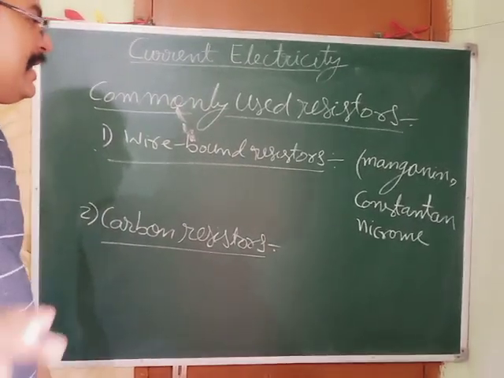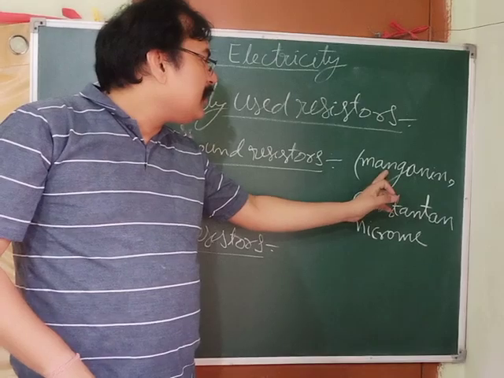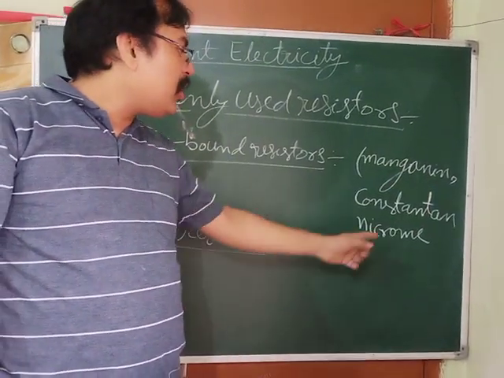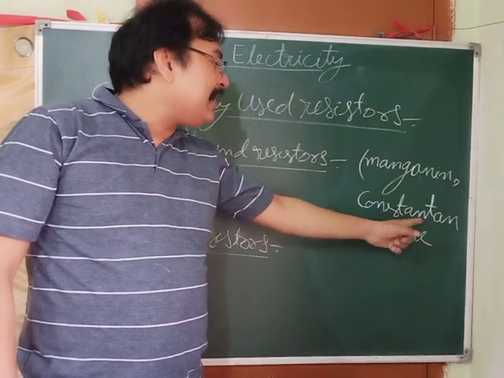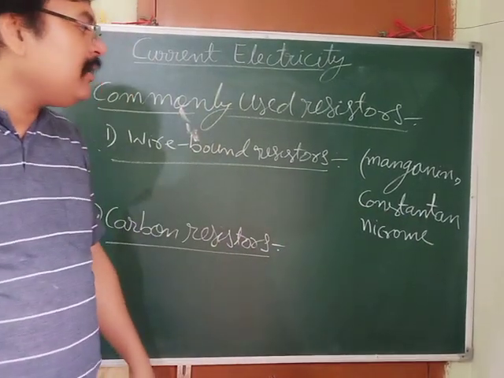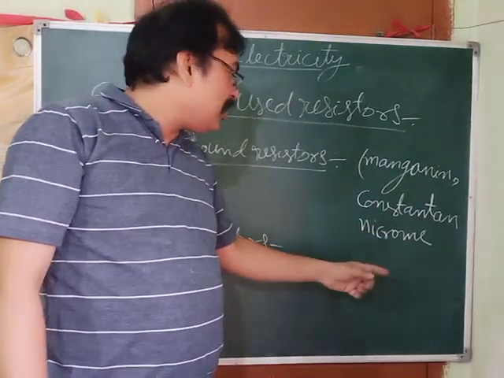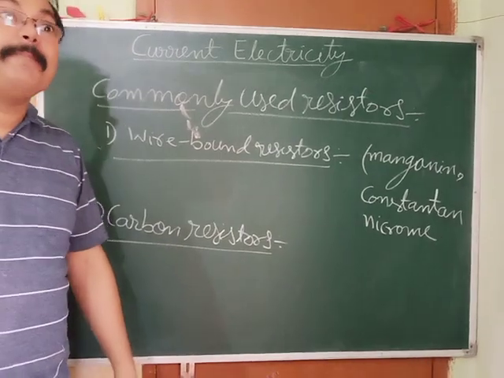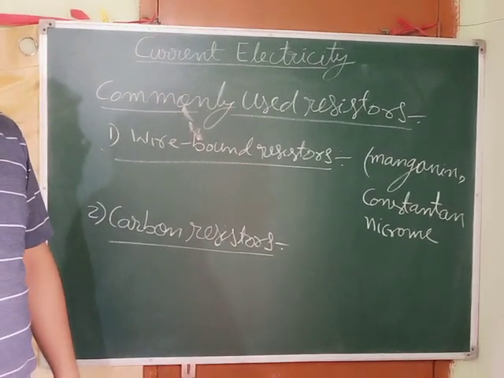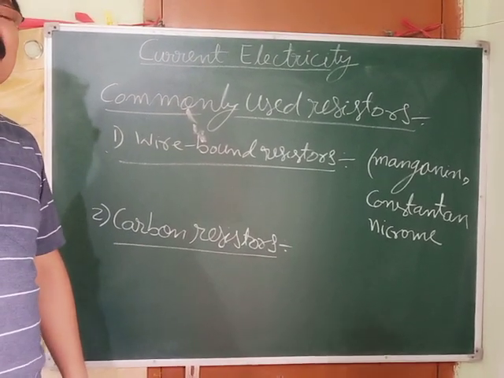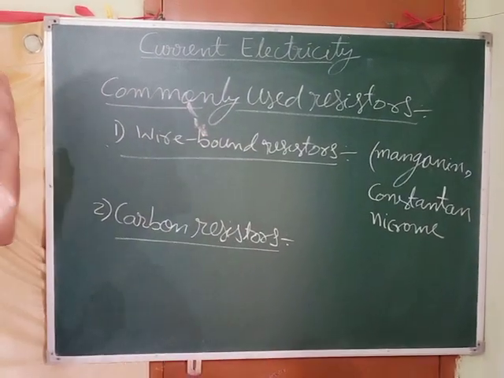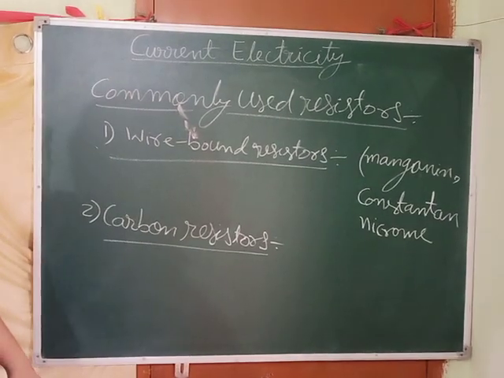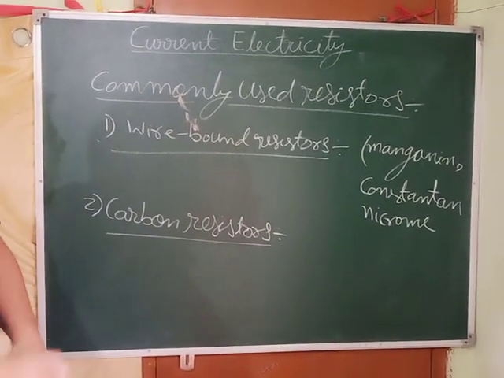The wires are made up of alloys like manganese, or constantan, or nichrome, because alloys are less sensitive towards temperature.